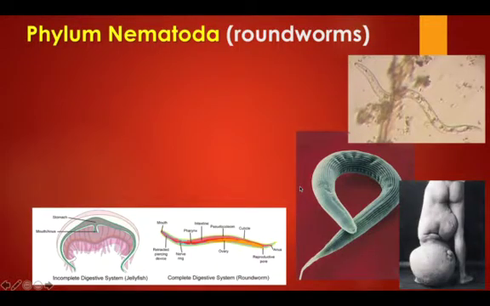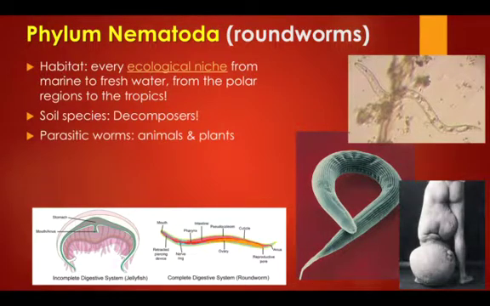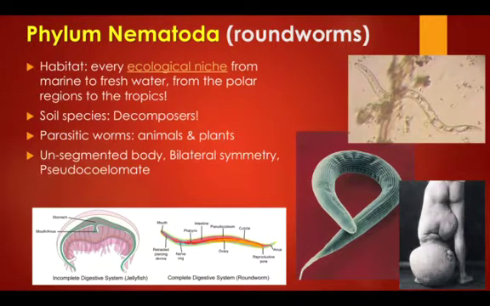The phylum Nematoda, roundworms. They kind of occupy almost every ecological niche. They can be in marine systems, freshwater systems, polar regions, tropic regions, and they can even be parasitic. They can be decomposers, so there are many species that can live in the soils and decompose. They can be parasitic, both for plants and for animals.